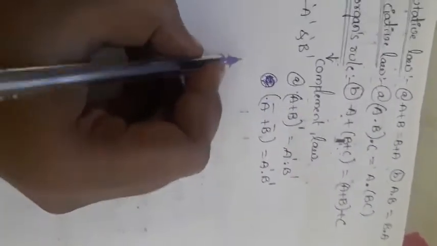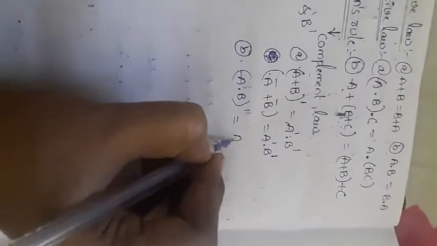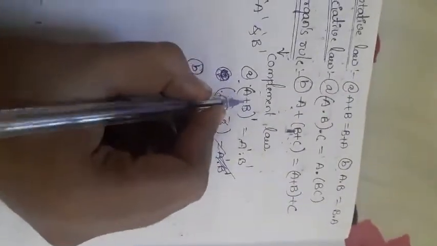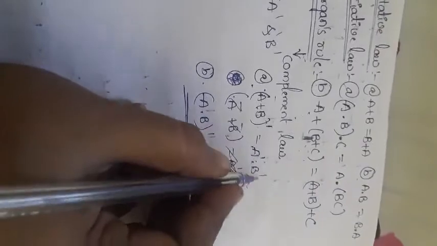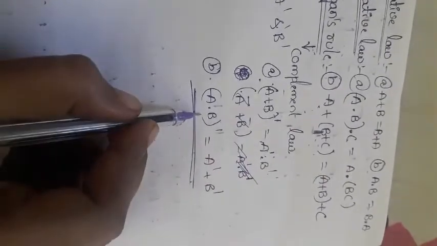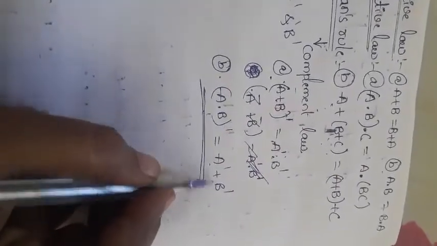Sorry, this is not the same rule actually. The second rule is in dot product: a into b whole complement equals a complement plus b complement. I can give the explanation for this. The first rule is a plus b whole complement equals a complement into b complement, and the second rule is a into b whole complement equals a complement plus b complement. First I can give the proof for this.